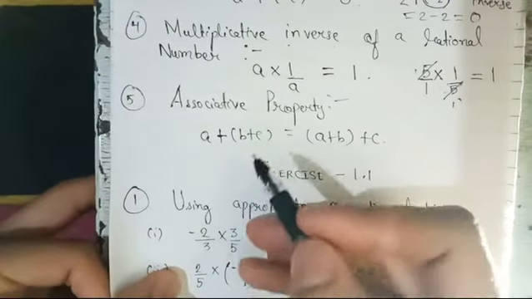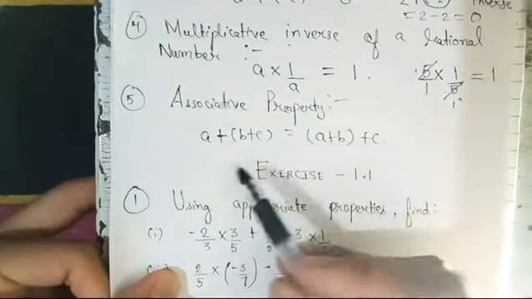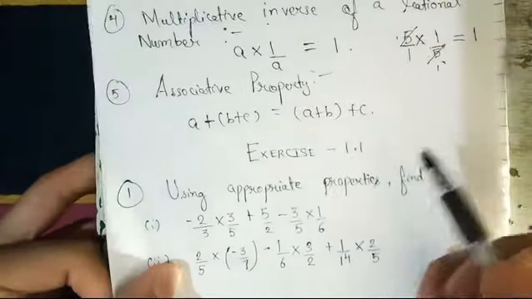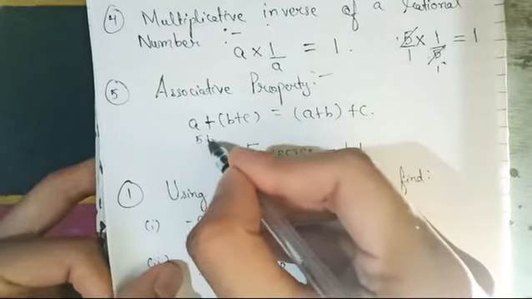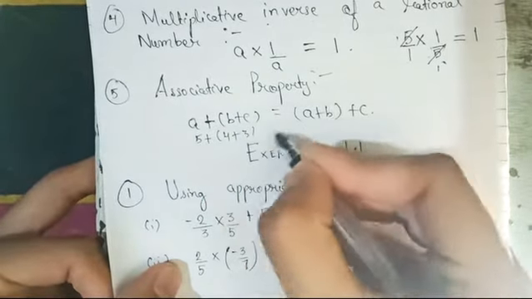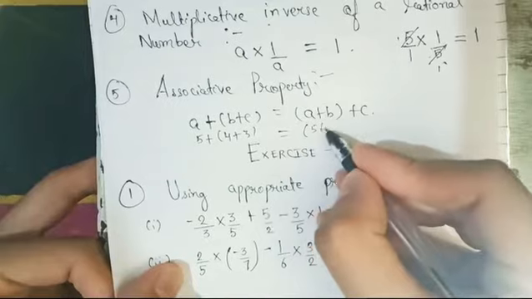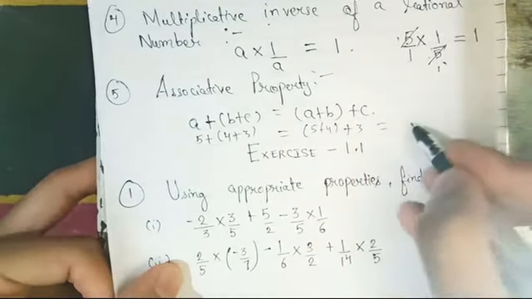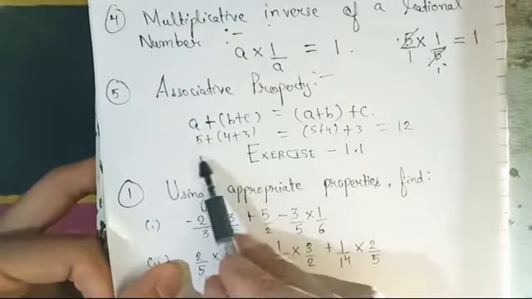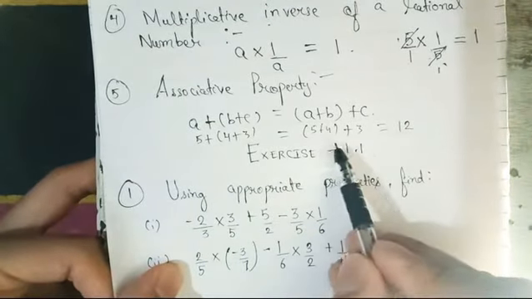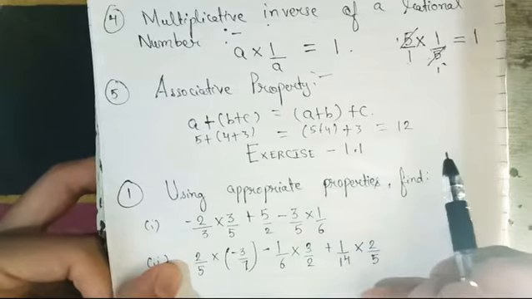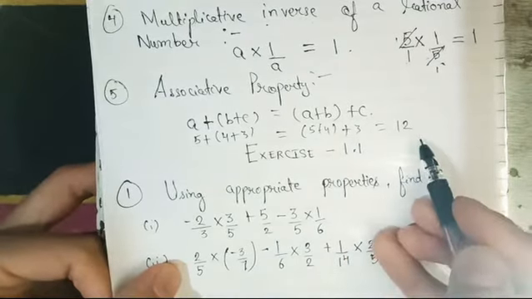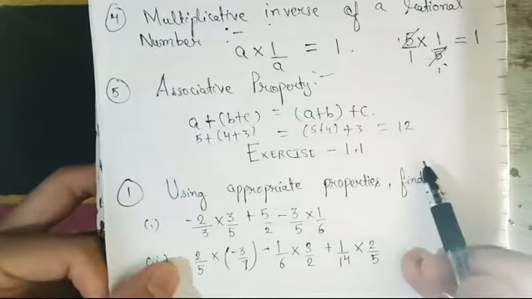Similarly, the fifth property, associative property: a plus b plus c can be written as a plus b plus c with different grouping. It is also easy. Suppose I am writing here 5 plus 4 plus 3, and here I am writing 5 plus 4 under bracket and plus 3. So what will be the answer? 12 only. Whether I add like this, or I take 5 and 4 inside the bracket and 3 outside the bracket, the answer will be 12 only. So that is called the associative property.